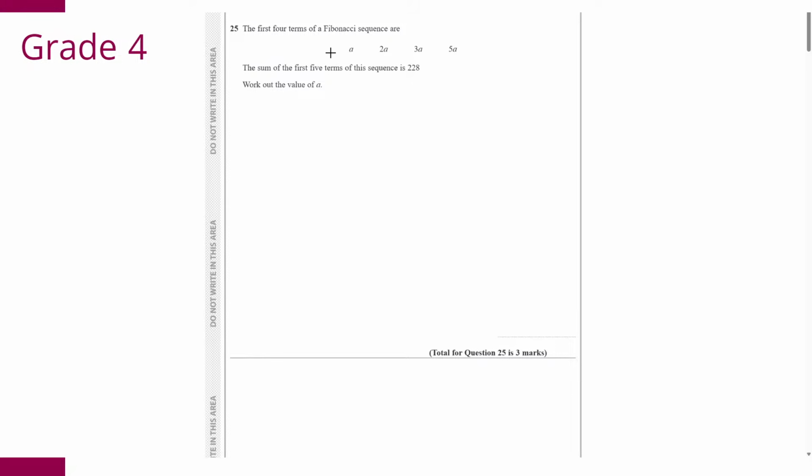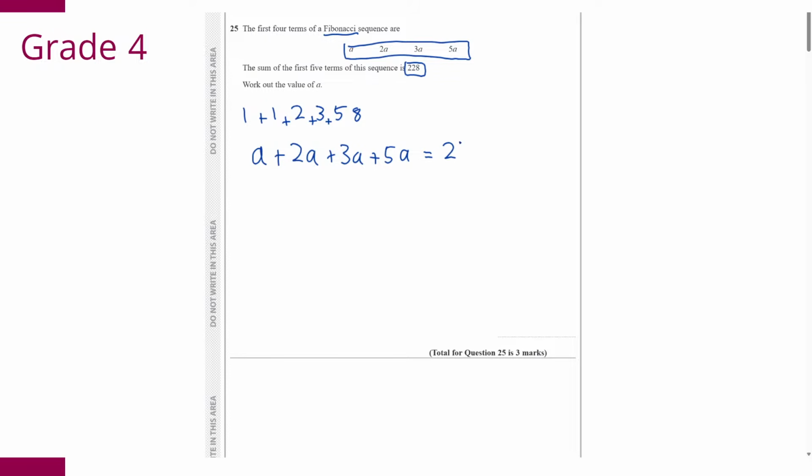The first 4 terms in a Fibonacci sequence. What is a Fibonacci sequence? It's the next one along, you add the previous 2, right? So you're adding 1 and 2 to get to 3, add 2 and 3 to get to 5, etc. So the sum of the first 4 terms of the sequence is 228. I'm just going to ignore everything about the Fibonacci, and just look at that first. So a plus 2a plus 3a plus 5a equals 228.